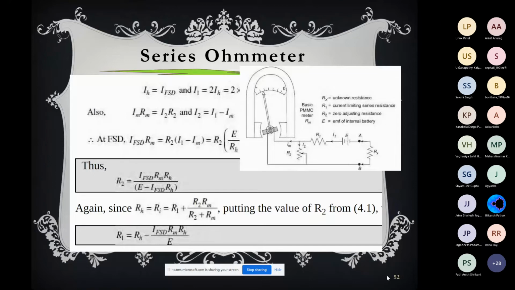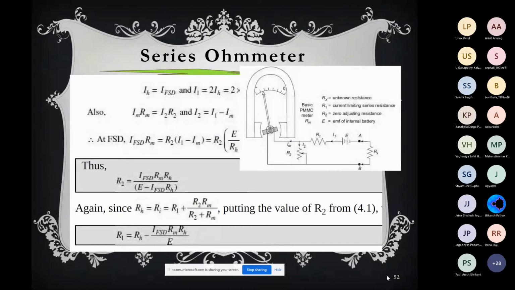And if you know the meter resistance RM, then you can easily calculate the value of R2, which depends on the IFSD. That is also a meter parameter and may be known. So the meter parameters are the full scale deflection current IFSD, then RM, the meter resistance, and then RH, which will be the half scale deflection resistance, and then E, if we know it.